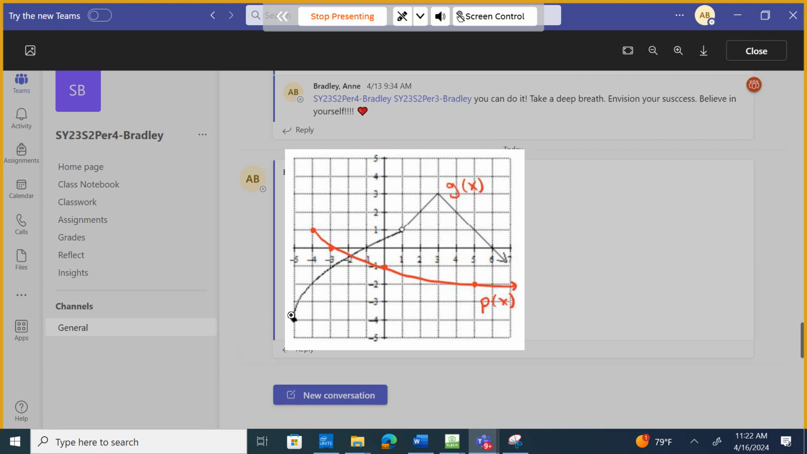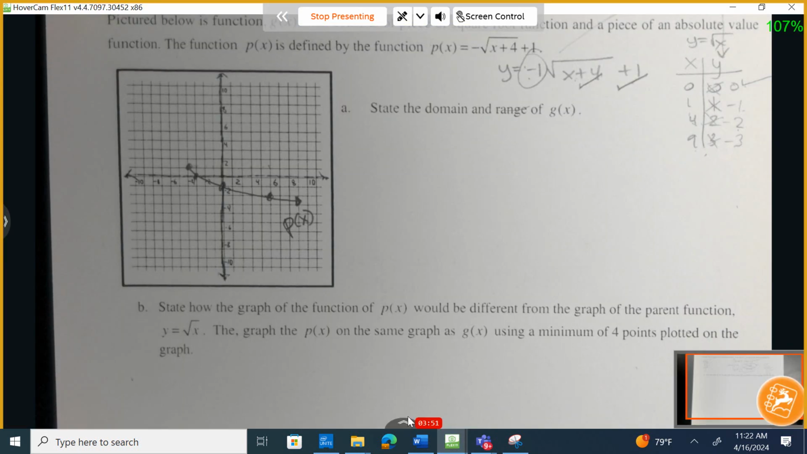I want you and your partner to come up with the domain and the range of only what you see in black right now. I'm going to press pause. Go ahead and do that, and we'll come back and do it together. Begin.